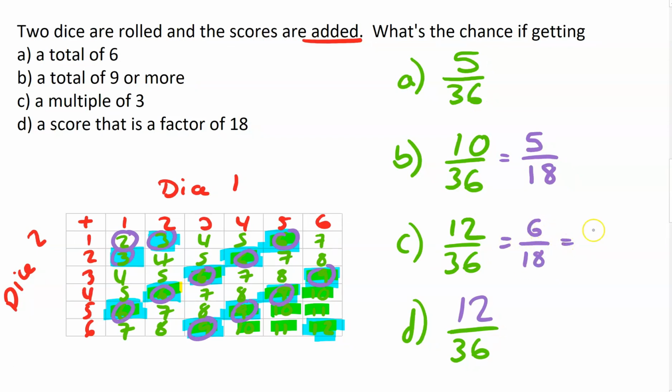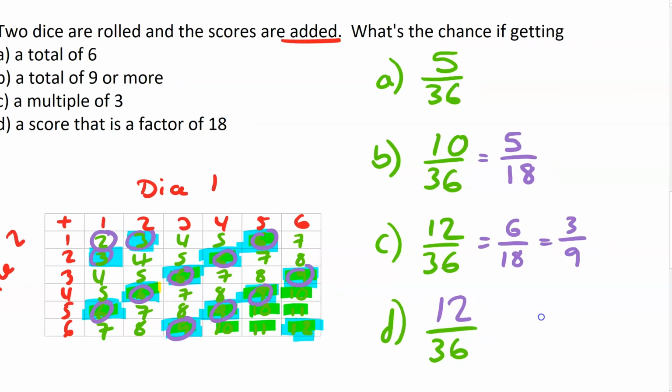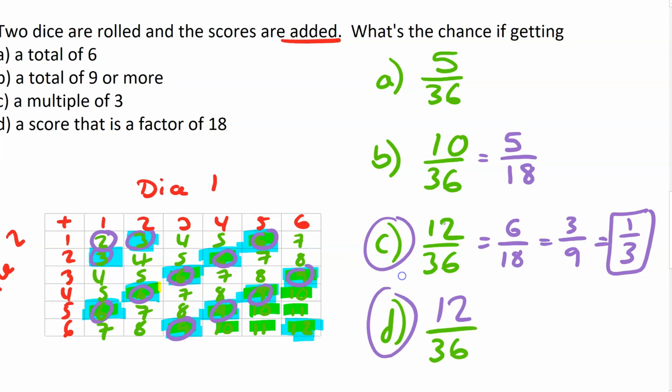They're still in the 2s. Now these two aren't in the 2s, but they are in the 3s. So your final answer is a third. And C and D both have 12 out of 36, so that's got to be a third as well.